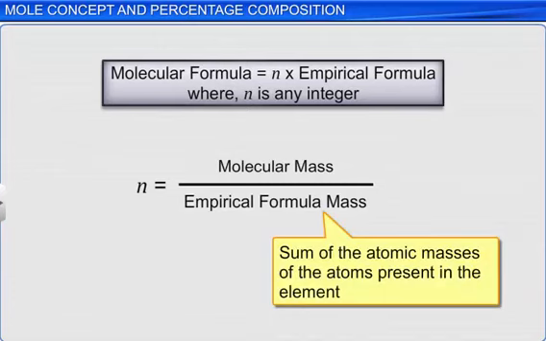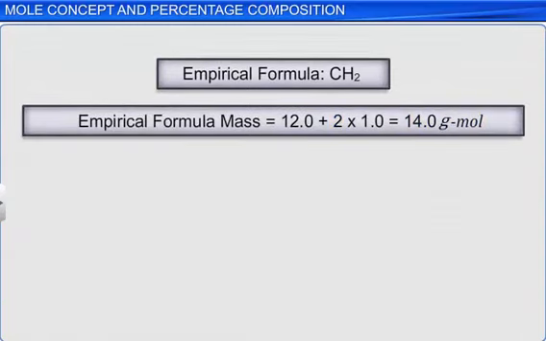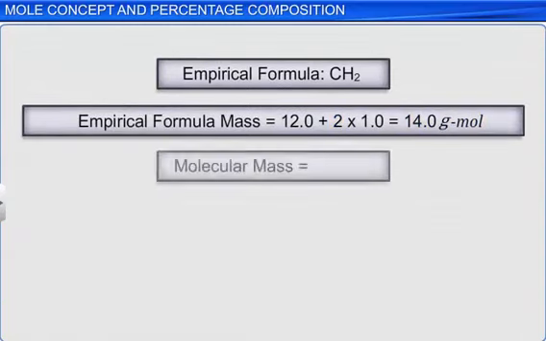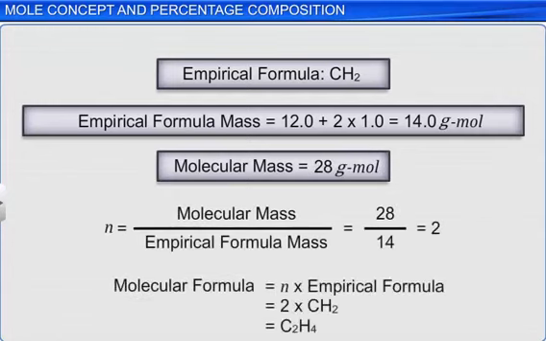Let's say we have a compound CH2. The empirical formula mass of the compound will be the sum of the atomic masses of 1 carbon atom and 2 hydrogen atoms, which is 14 gram per mole. Now, let's say that we know the molecular mass of the compound is 28 gram per mole. Thus, 28 divided by 14 gives us 2. Then, we multiply 2 by the empirical formula and get C2H4.